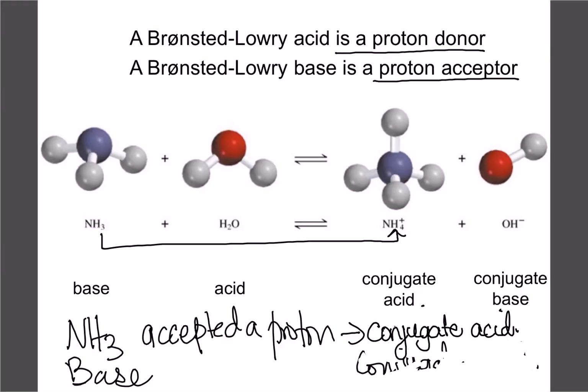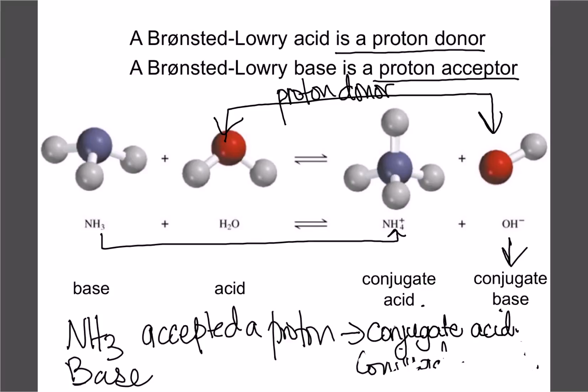Okay, and now our acid here, H2O, moves from H2O to form OH- ions. So it's from H2O to OH- ions. Therefore, it lost a proton, so it's a proton donor. So an acid donates a proton and it forms OH- ions, and this is called our conjugate base. So every base has a conjugate acid and every acid has a conjugate base.